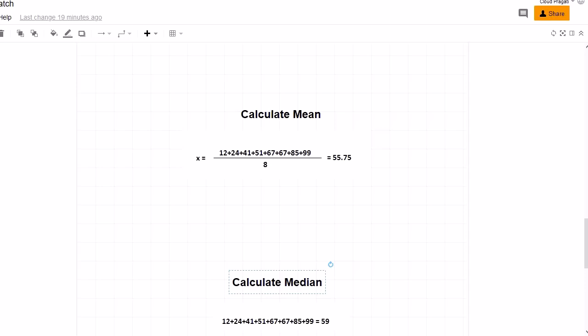Now you must be asking, if you have an even number of terms, how does the calculation happen? Here the given example has an even number, that means we have 8 digits. So how will the calculation happen? The first three numbers fall on the left side and the last three numbers fall on the right side, and the remaining numbers in the center, that is 51 and 67, need to be added and divided by 2, and the number we get becomes the median value. If we calculate 51 plus 67 divided by 2, we get 59, which is the median value.